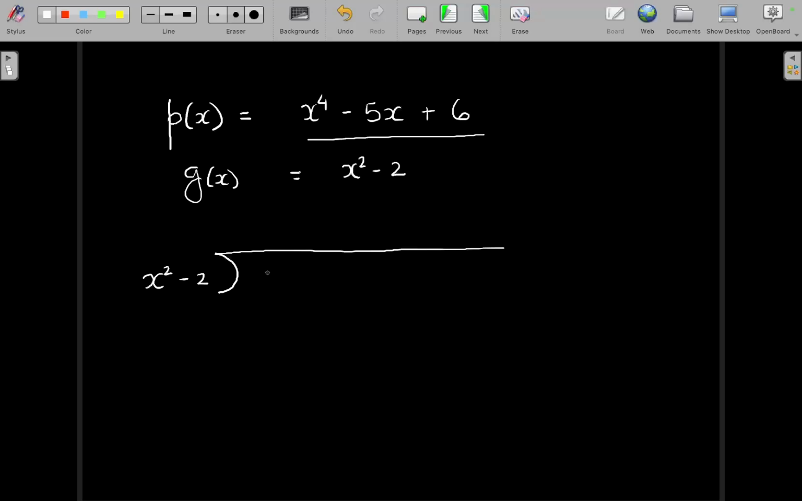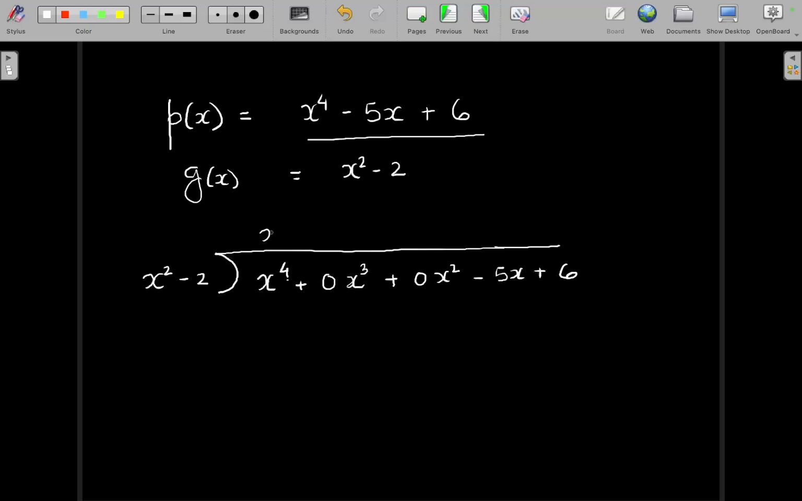Now you see the small change that I'm making in p of x here. So x raised to 4. Now there is no x cube, but it is good to write it as 0 times x cube, and in fact there is no x square also. So I'm going to write 0 times x square minus 5x plus 6. So I'm going to divide this polynomial, and so I have to look at the highest power here.